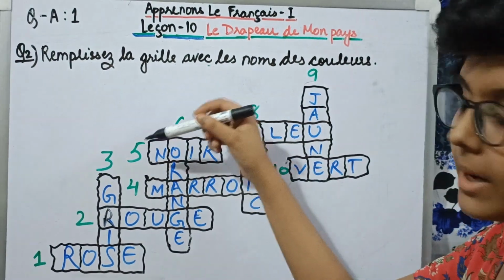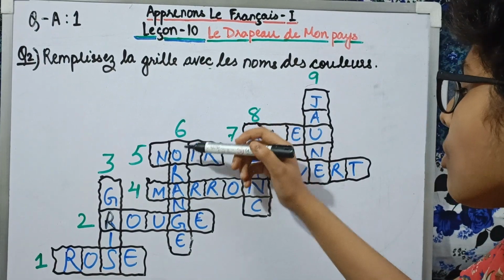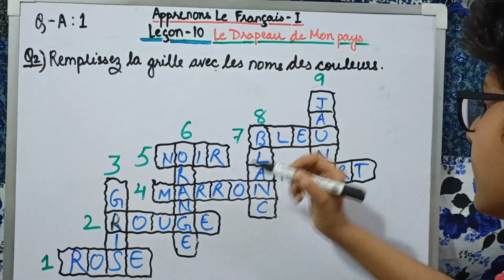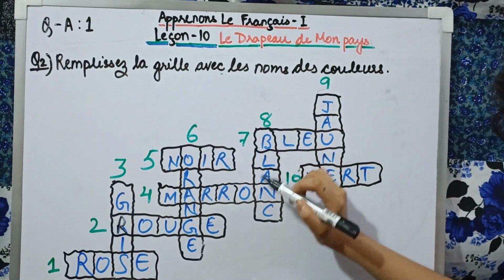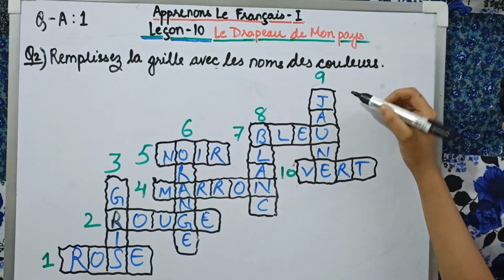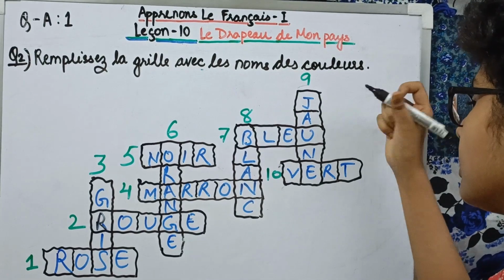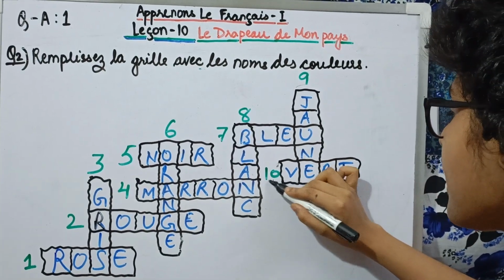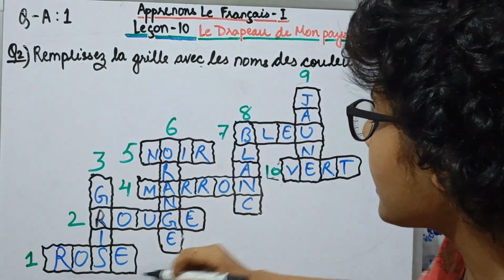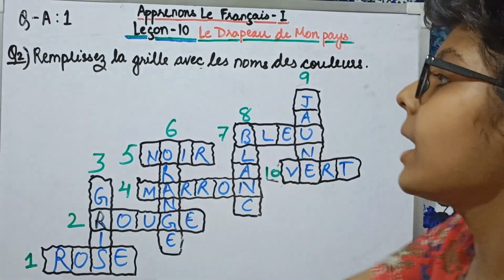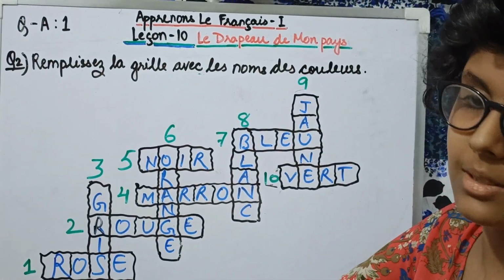Then we have the fifth part, that is noir, which is black. The sixth part is orange, which is orange. The seventh word is bleu, which is blue, and the eighth part is blanc, which is white. Then we have the ninth part, that is jaune, which is yellow. And then at last we have the tenth part, that is vert. Vert means green. So these all are in masculine, and here we have successfully completed question number 2, and now let us go on to question number 3.